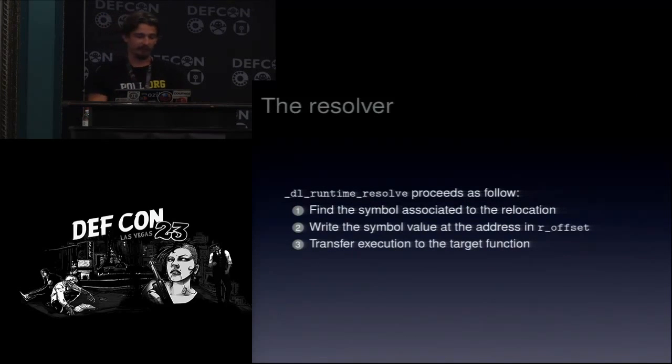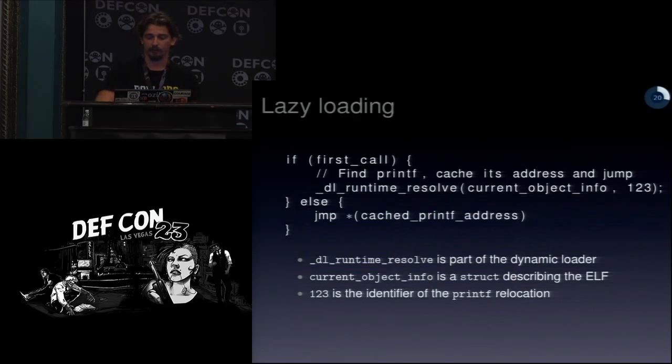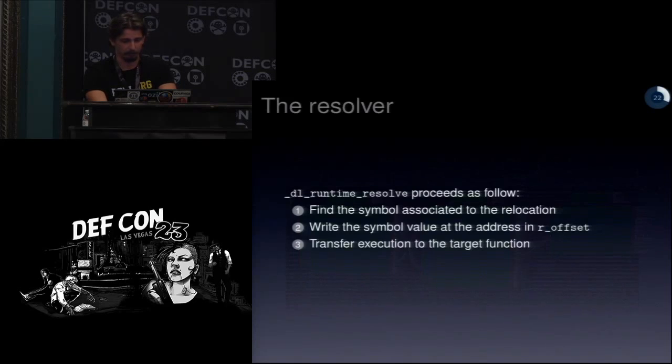So, to recap again, DL runtime resolve does three things: it finds the symbol and its associated relocation, and finds its address. From the relocation, you go to the symbol and you go to the name, and from the name, the dynamic loader is able to get its address. It writes that address at the address specified in r_offset in the relocation, and then it also transfers the execution to that function. So it also calls it. As you might have understood at this point, r_offset in this case will point to the cached printf address. So r_offset tells: okay, right there is the address of this function. So next time I call the trampoline, I won't have to do all the trickery to resolve the symbol again and can just jump straight there. It's sort of an optimization.